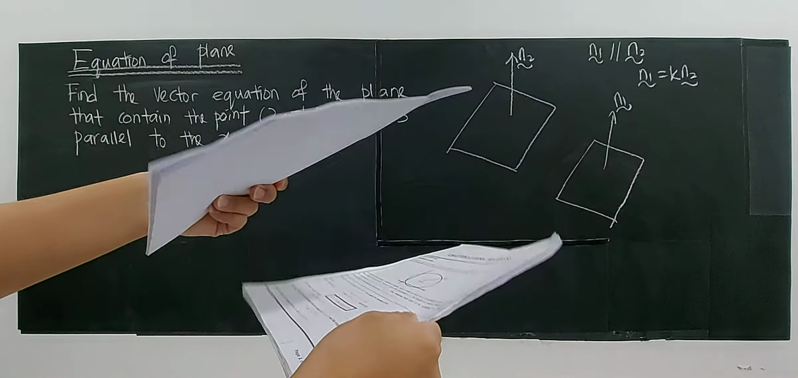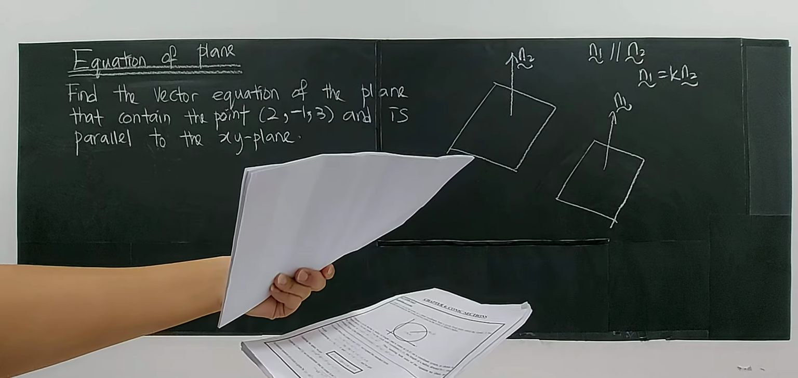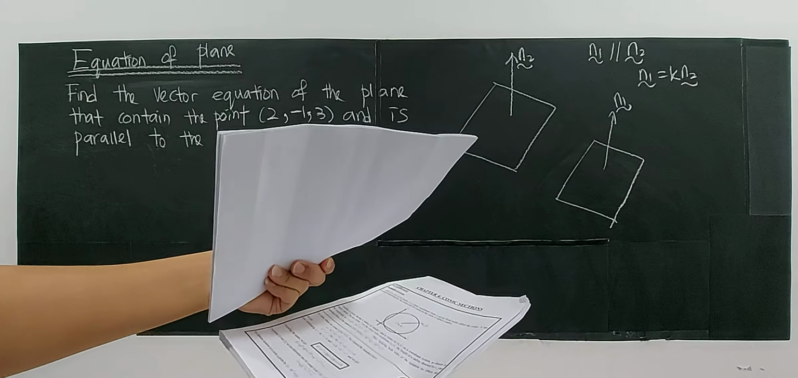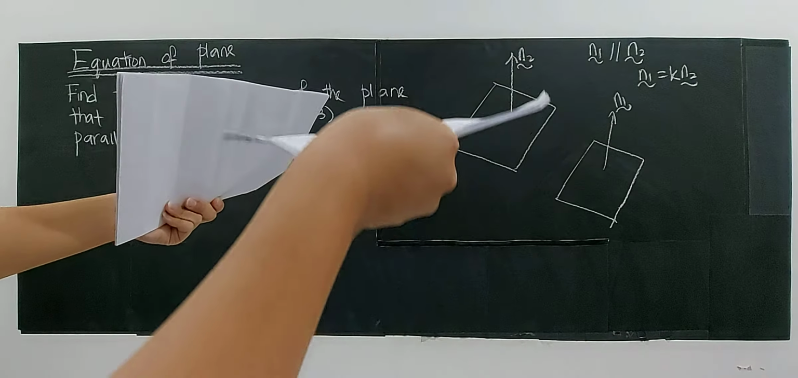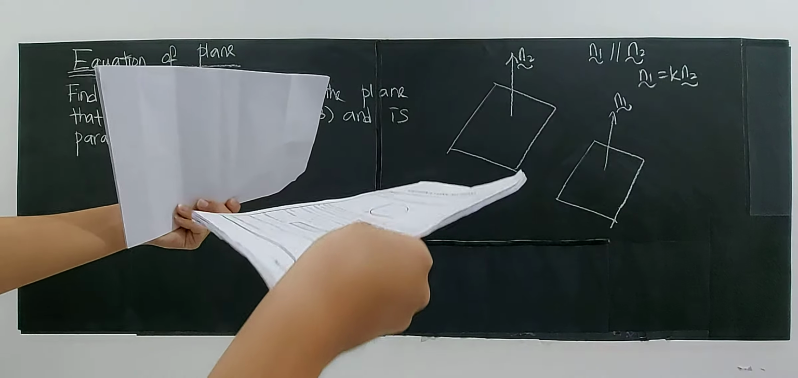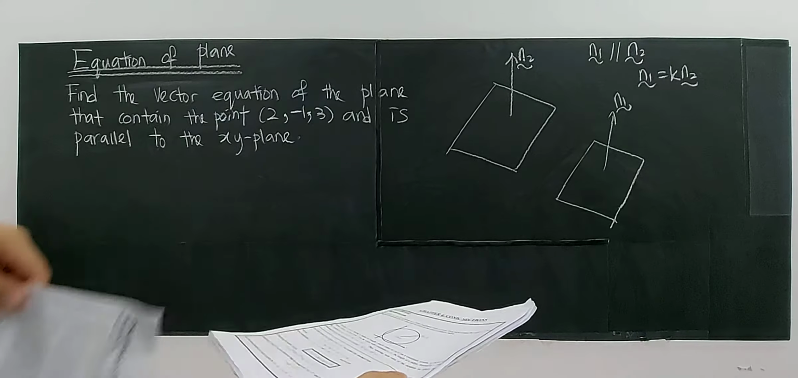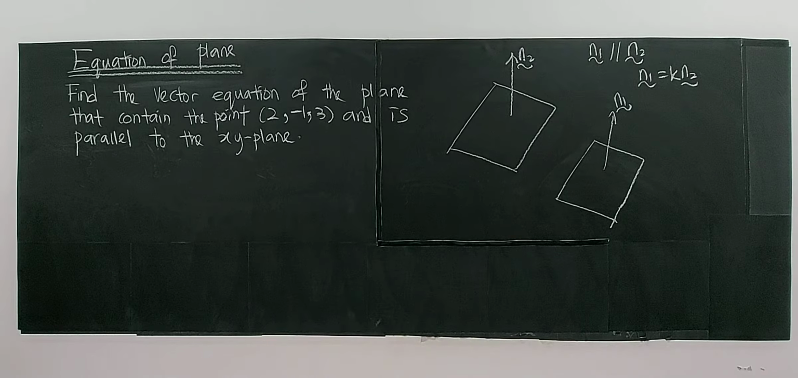But if you look at this plane and this plane, one is facing upwards and one is facing inwards. So these two planes are not parallel, because the normals of the planes are not parallel. So this is the concept of parallel.